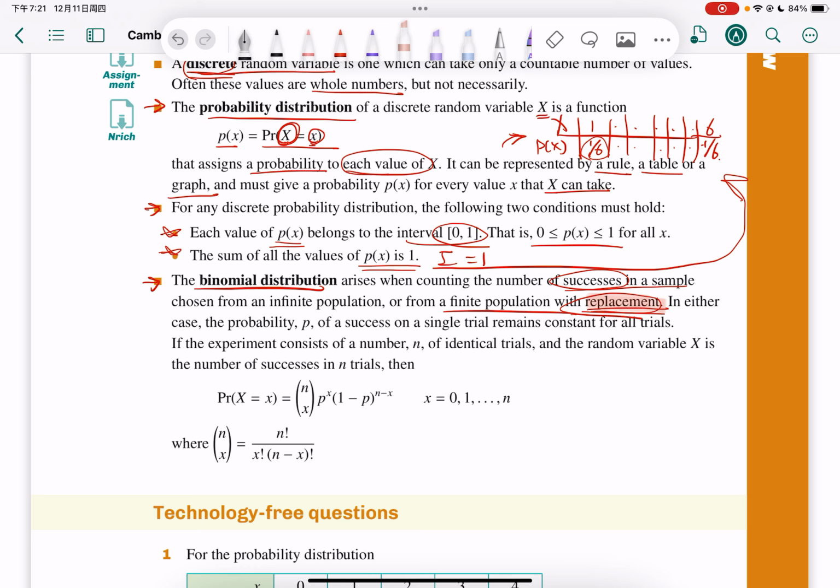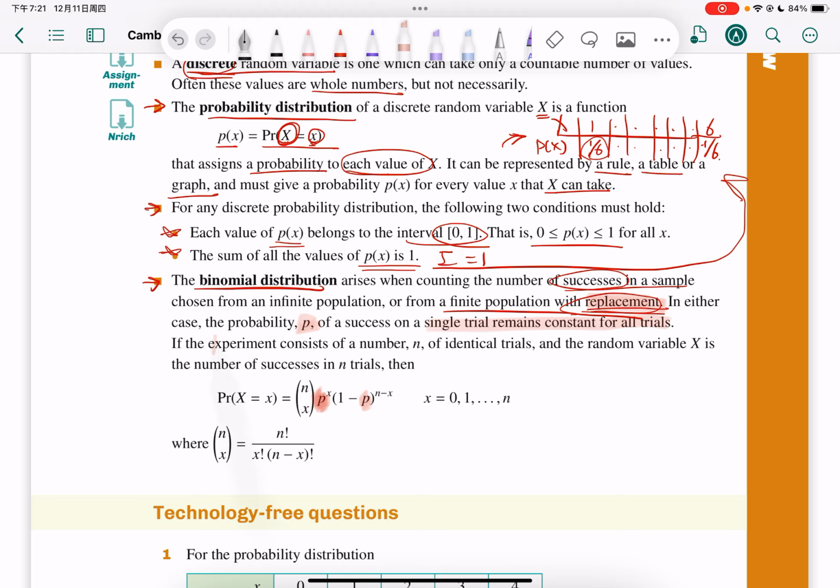In either case, the probability p of success on a single trial remains constant for all trials. So that makes sure our p-value does not change. So the probability of getting a blue pen or the probability of getting a green pen will never change in every sample when we are taking one pen out of the population.